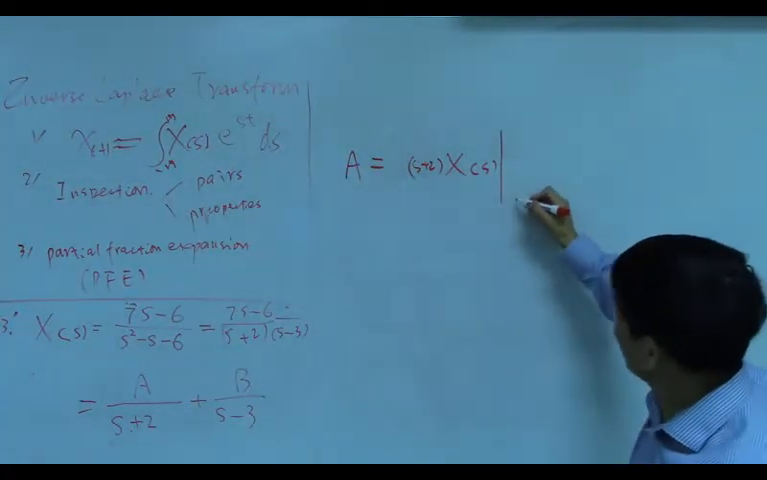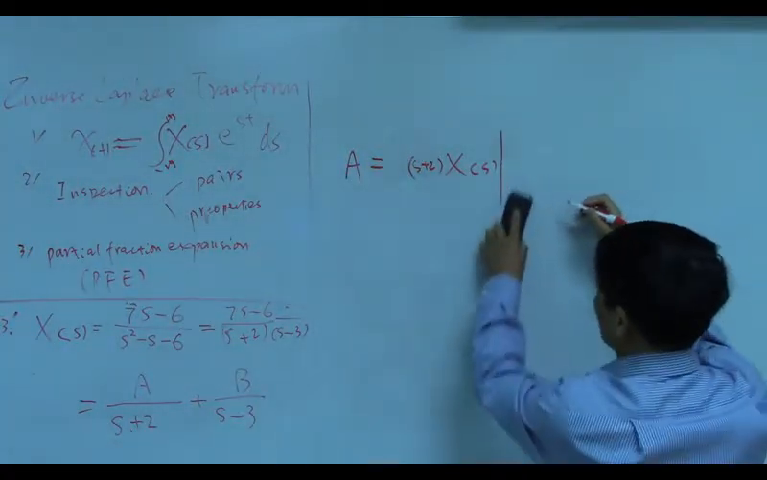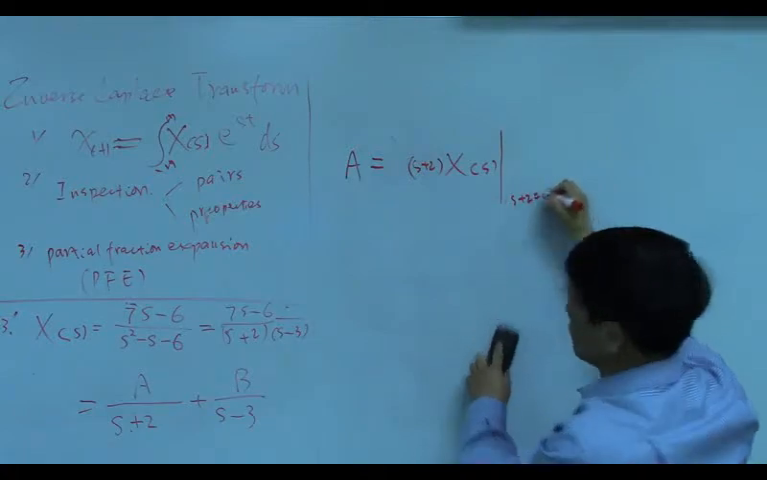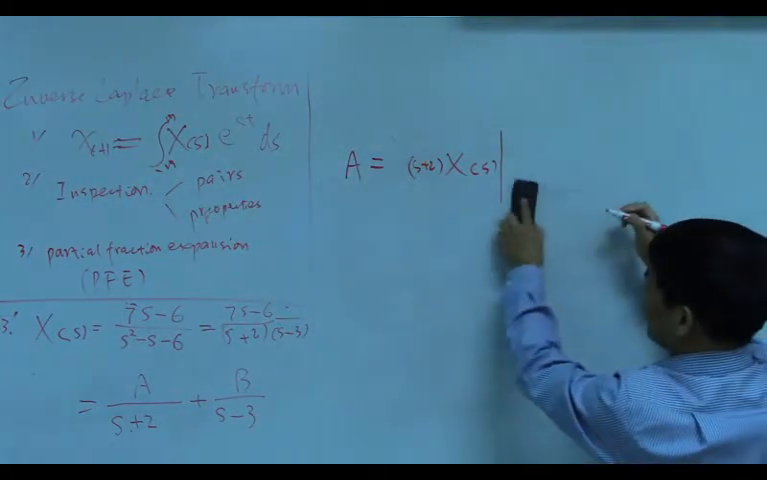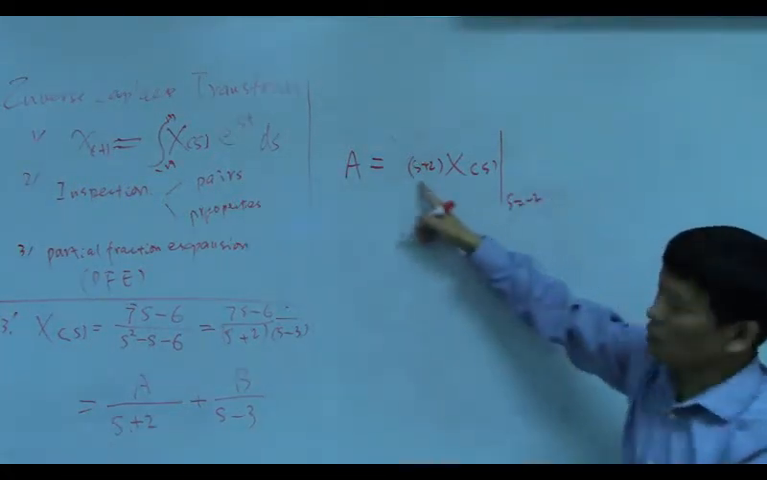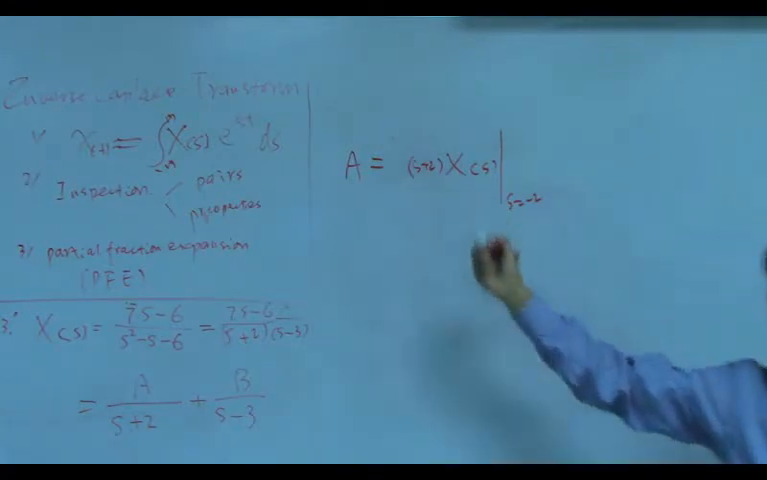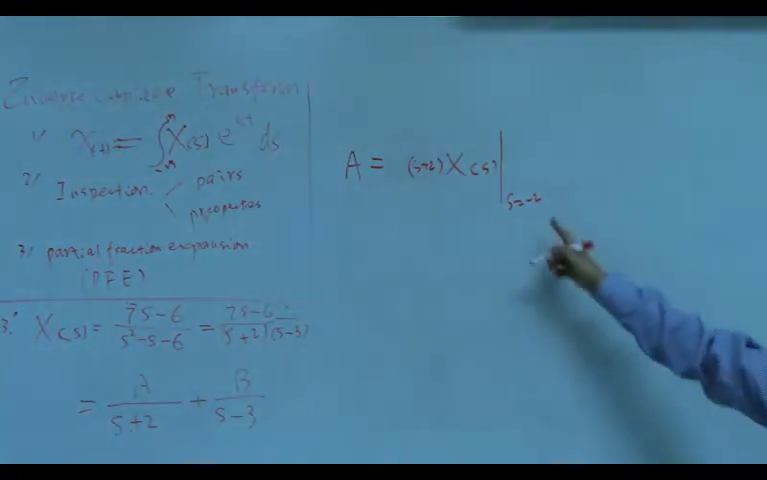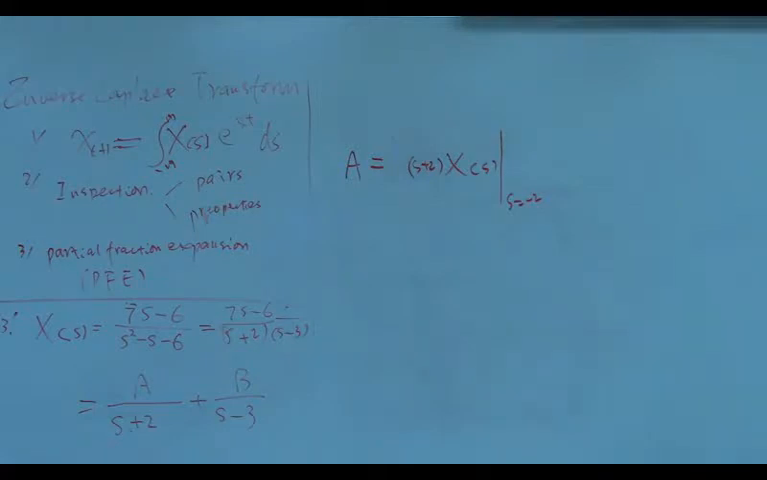Then I let s plus 2 equal 0, which means s equals negative 2. And this is the solution to this one. So I just make s equals negative 2. Right, so that is the rule, how to calculate A.